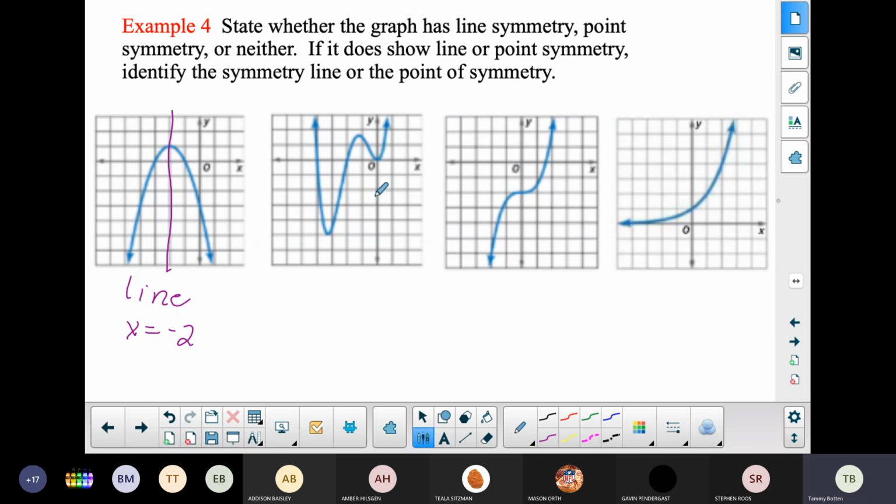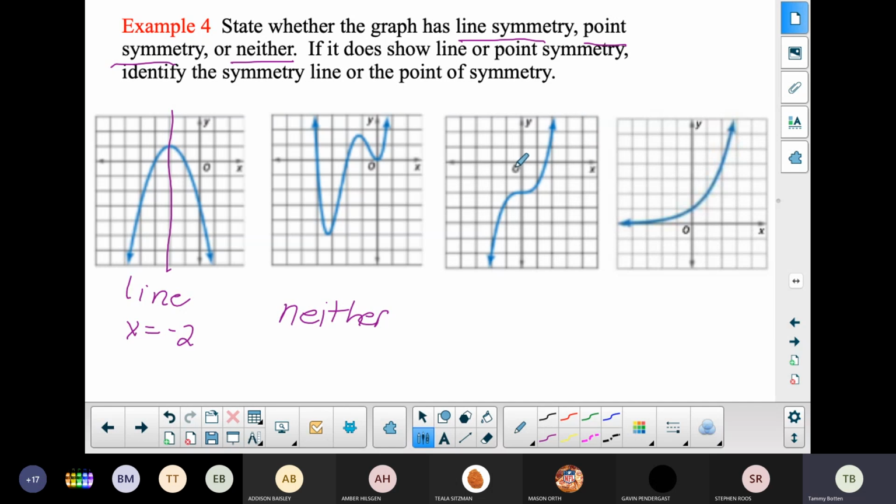If I looked at this second one, there's no way that I could draw a line that would cut it in half so that I could map the left and right sides. And there's no point that I could rotate about to get that figure to map onto itself. So this is asking us, does it have line symmetry, point symmetry, or neither? This has neither.